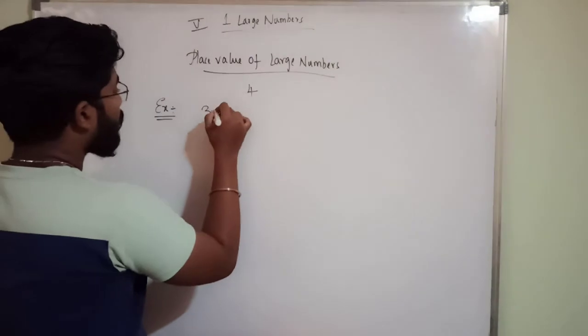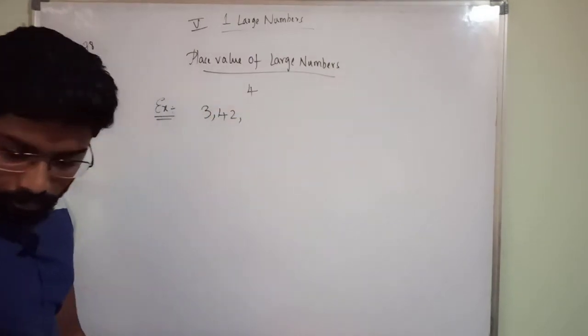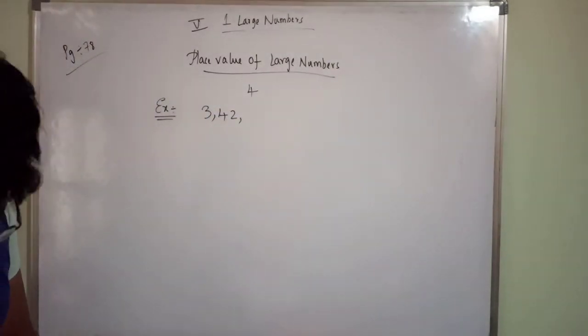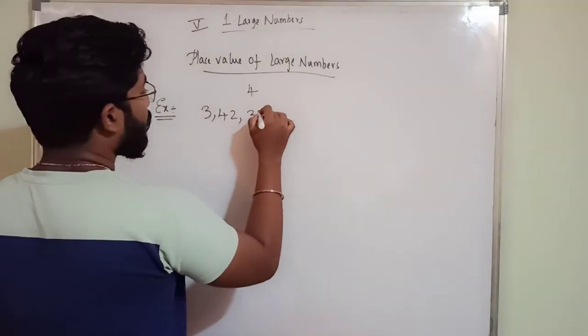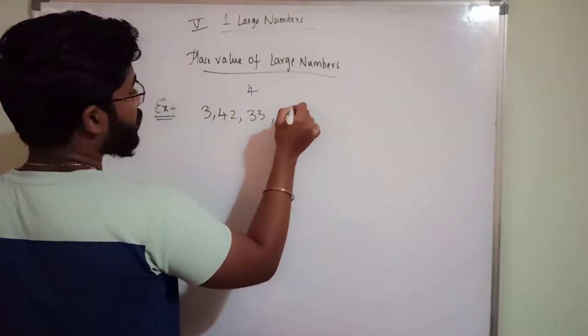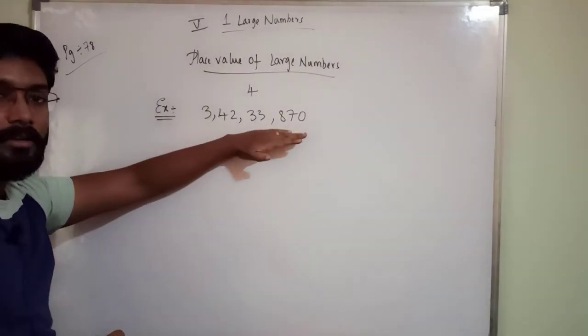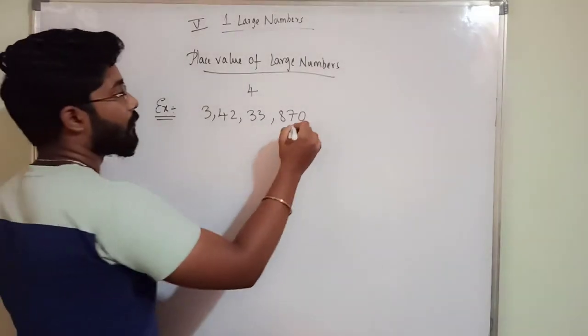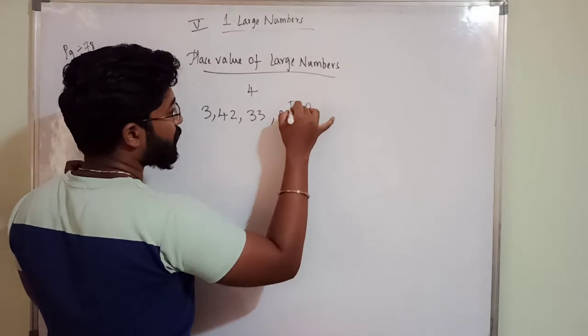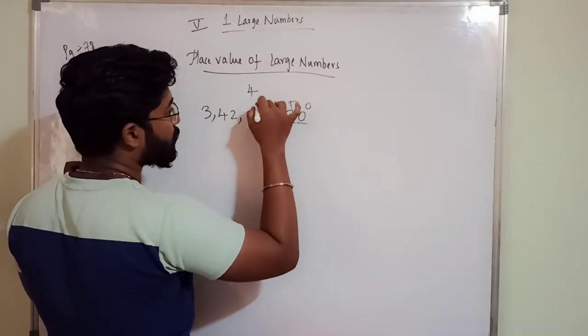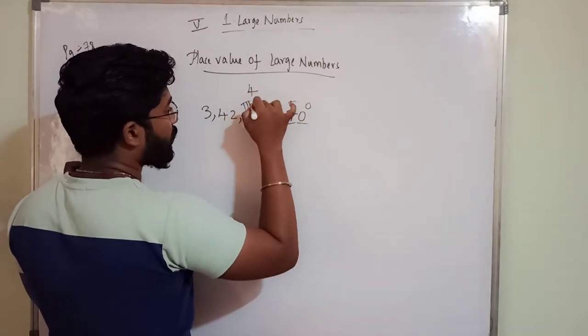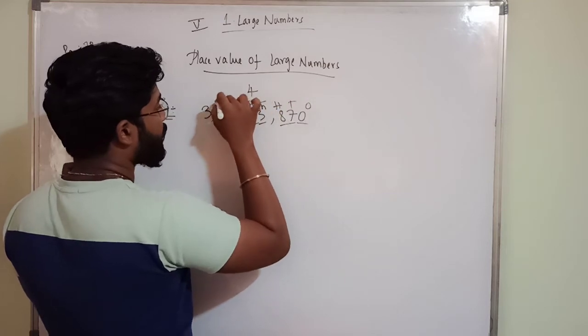So the next example he gave is, we have to find the place value of 4 in the number 3,42,33,870. He has already given this in the Indian system only, so you just have to find the place value. This is the ones place, this is the tens place, this is the hundreds place, this is the thousands, TTH 10,000, this is lakhs, this is 10 lakhs.